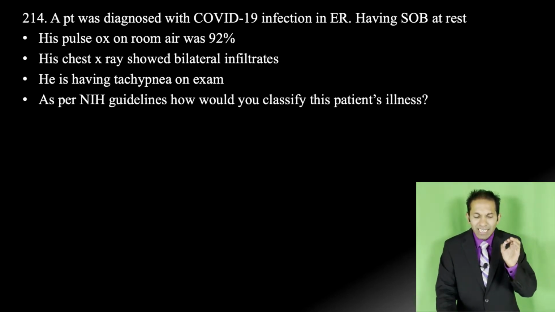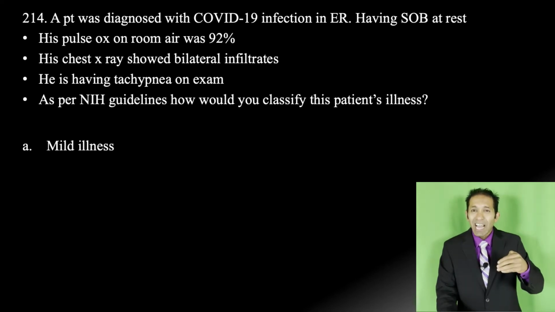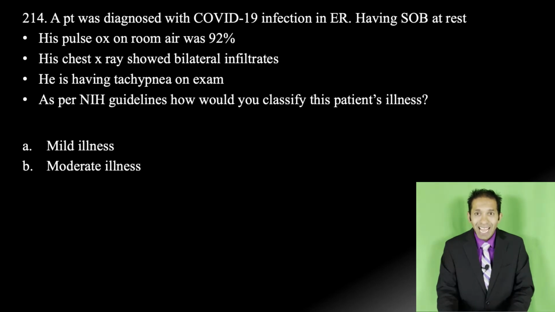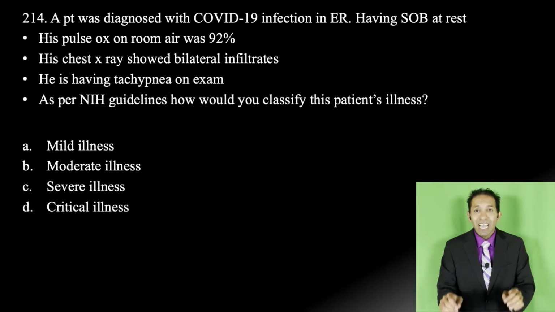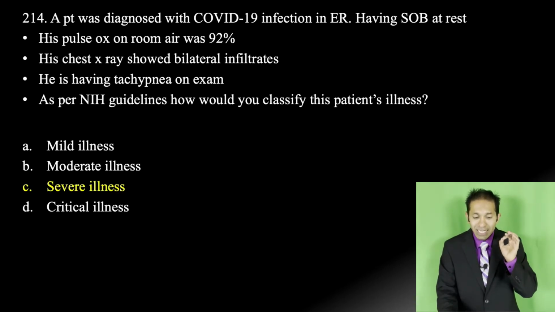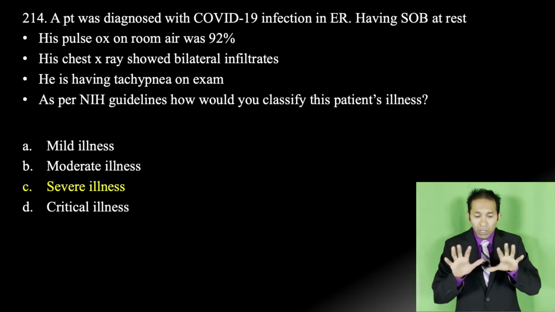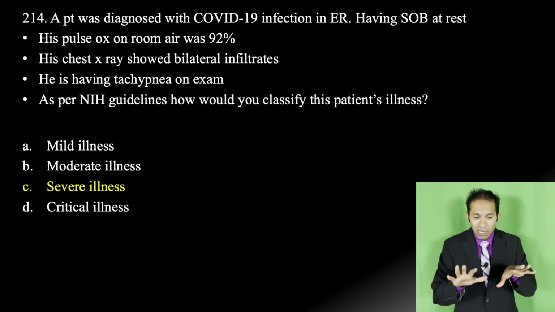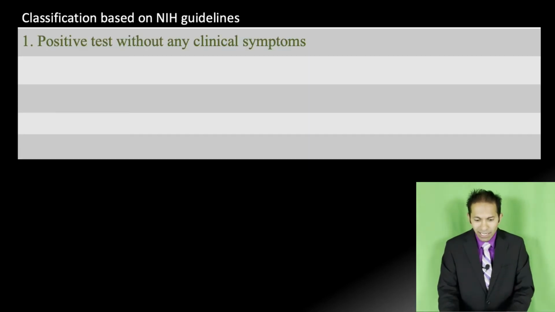As per National Institutes of Health guidelines, how would you classify this patient's illness? Option A, does he have mild illness? Option B, moderate illness? Option C, severe illness? Option D, critical illness? So here the right answer is option C, he has severe illness. We're going to come back to this question. So let's talk about NIH guidelines in the next slide.